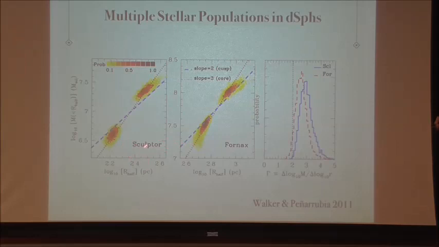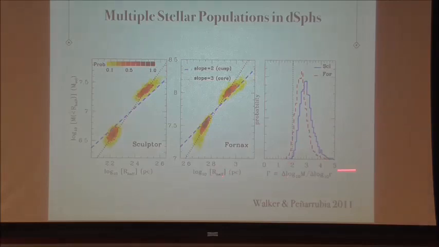This is analysis from Walker and Peñarrubia, pointing out that you can use these multiple components in the galaxy to disentangle the mass slope. You get an inner well-constrained mass and an outer well-constrained mass, and that tells you what the halo profile is. These dotted lines here, this blue one is for a cuspy profile, and this other dotted one is for a cored profile, and you can see that in both Fornax and Sculptor, this is more consistent with a cored profile than with a cuspy profile.